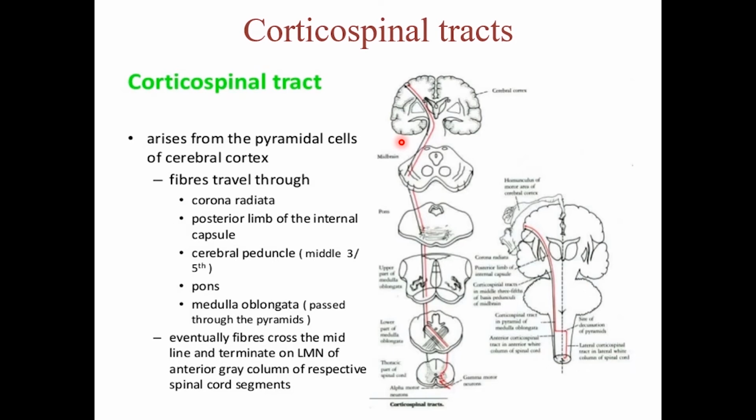The signal starts in the brain and descends to the level of the medulla. It crosses to the opposite side and continues as a lower motor neuron until it exits the spinal cord through the anterior horn cell of the corresponding level.